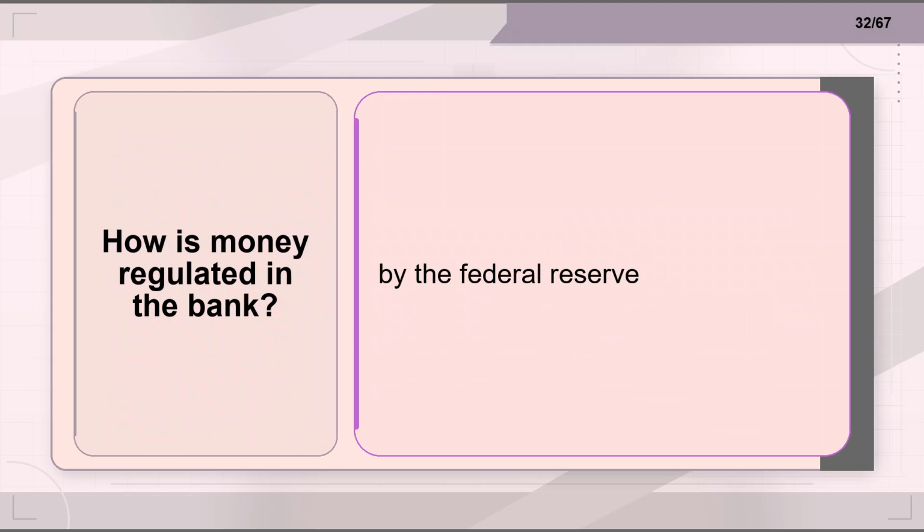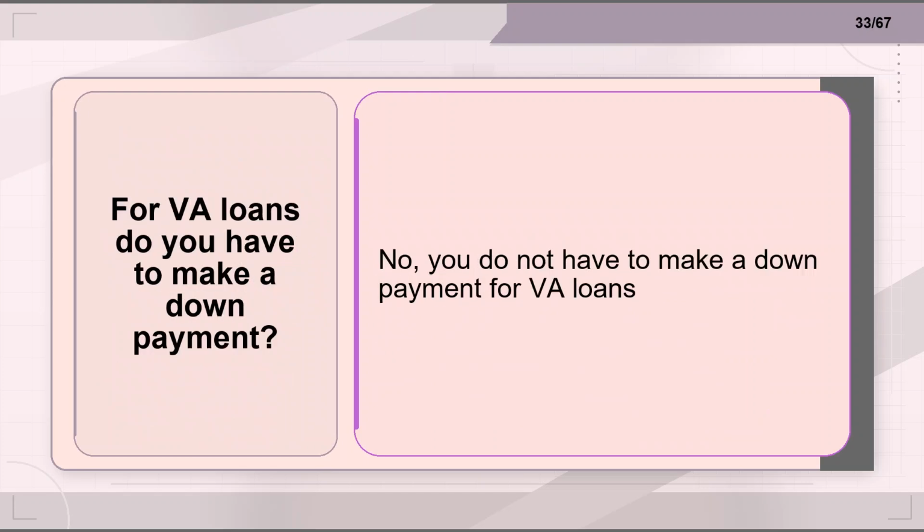Flashcard 32. Term: how is money regulated in the bank? Definition: by the Federal Reserve. Flashcard 33. Term: for VA loans do you have to make a down payment? Definition: no, you do not have to make a down payment for VA loans.